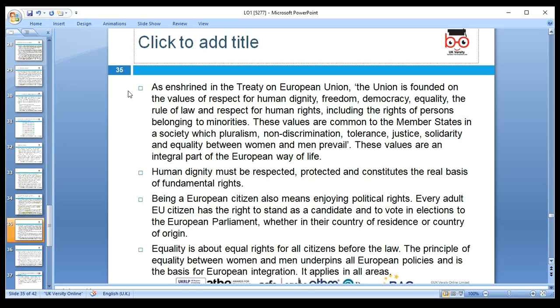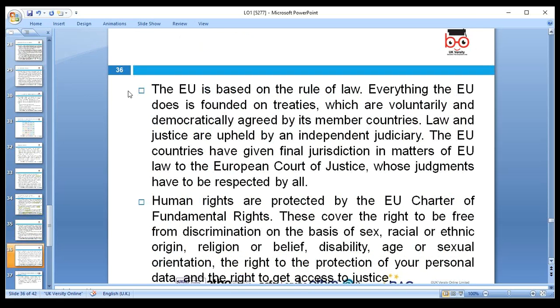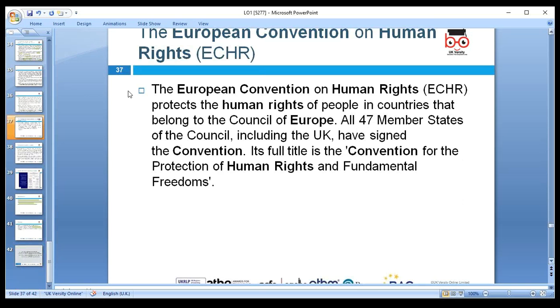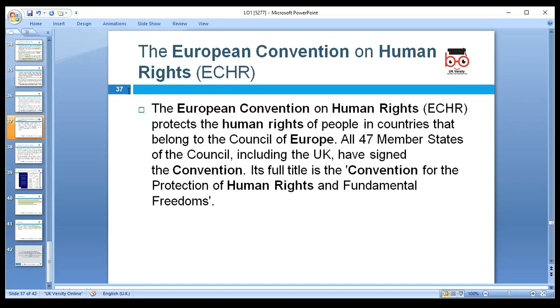The values are common in the member states: non-discrimination, tolerance, justice, solidarity, and equality between women and men prevail. The values are an integral part of the European way of life: human dignity, citizenship, and equality. So that's huge. The EU is based on the rule of law, and everything the EU does is founded on the treaties, which are voluntarily and democratically agreed by the member countries. The law and the justice.